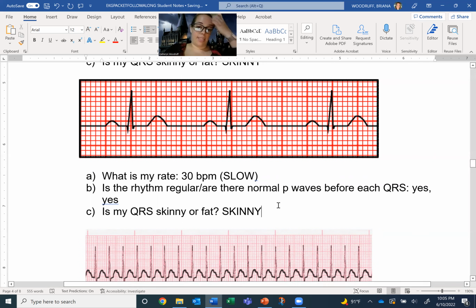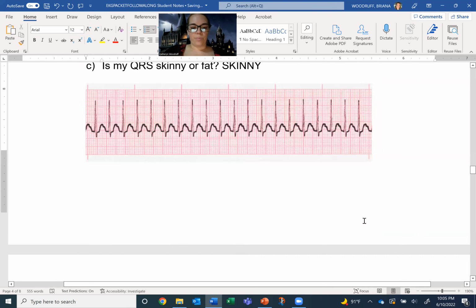So I've got a seemingly normal rhythm. It's a regular rhythm. There's a P wave, QRS, and a T wave. Everything's normal except it's a little slow. If everything's normal, but it's a little slow, we've got sinus bradycardia. Woohoo! About to get into that too. Is this my last one?